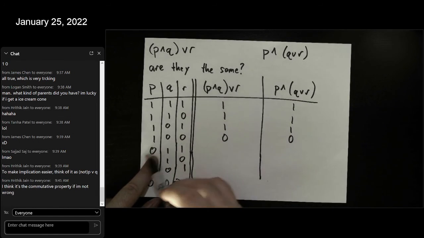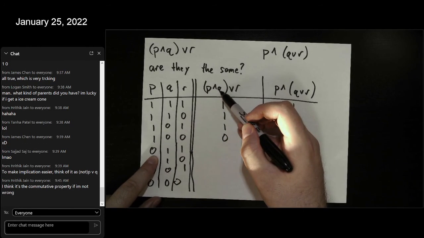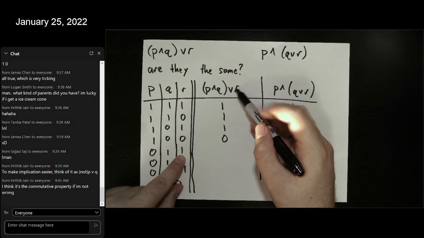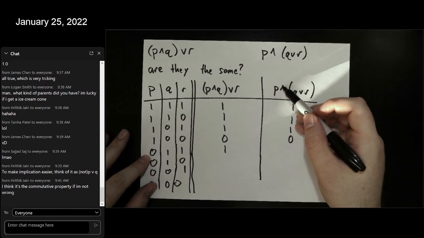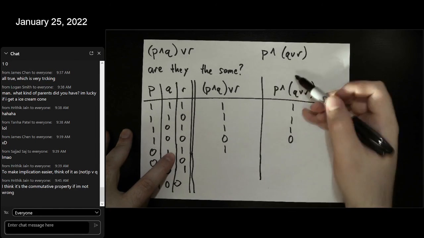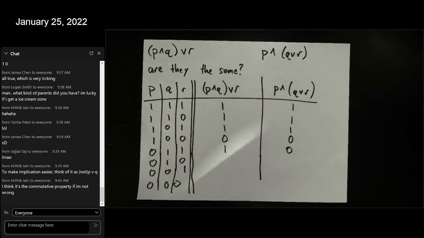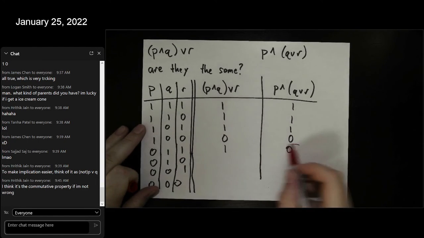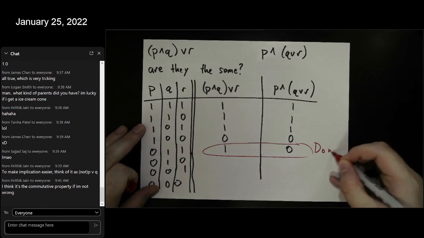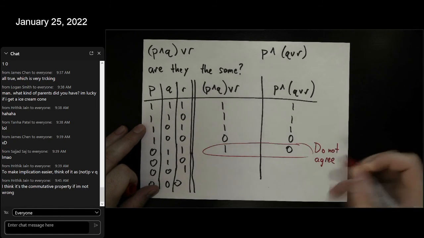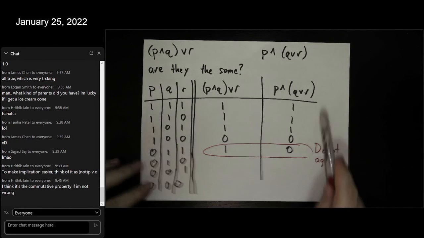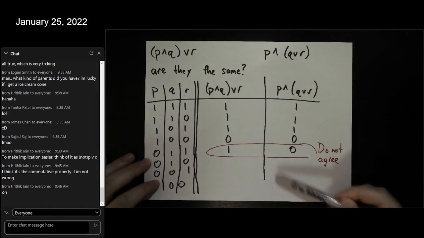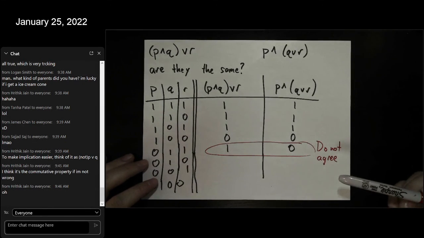This one, though, P is false, so P and Q is false. False or true, which means I get a true here. But here, I get false and true. False and true is false. So these two do not agree. That means these things are not the same, which means parentheses do matter. And here's how we showed that they were not the same. We looked at their truth tables. They did not have the same truth tables.